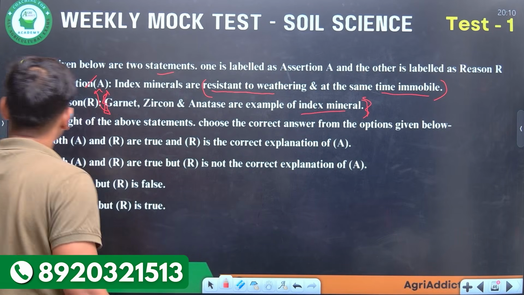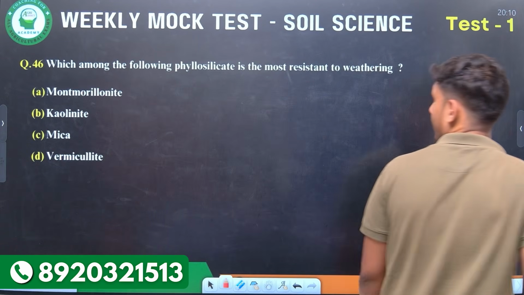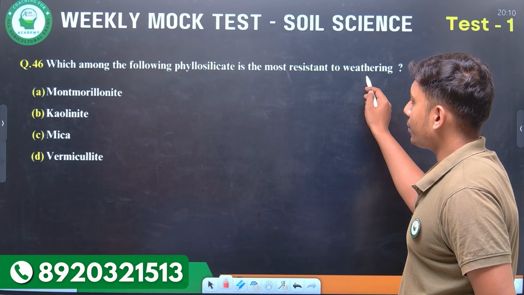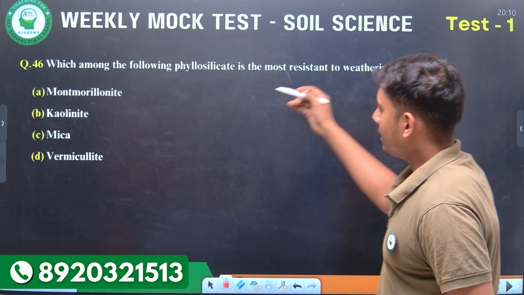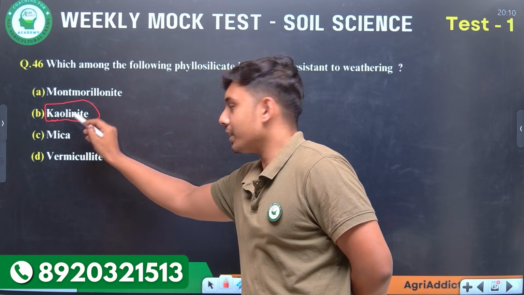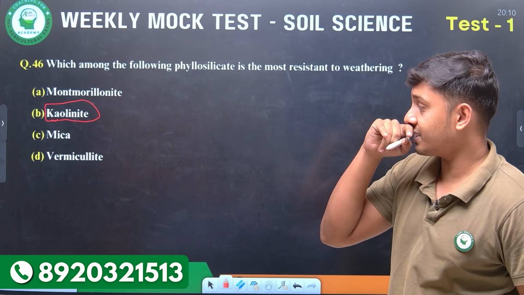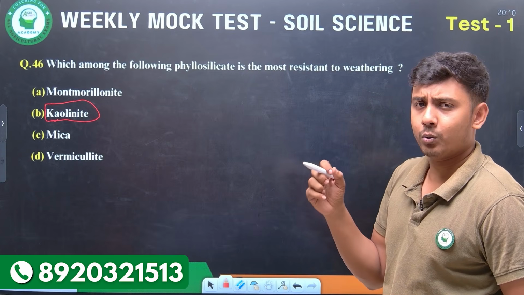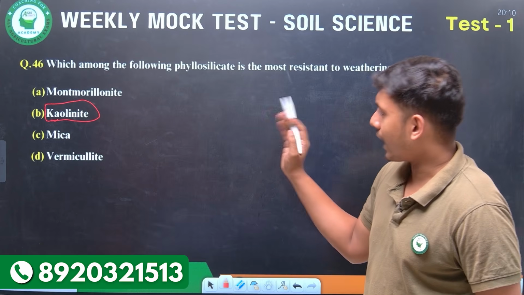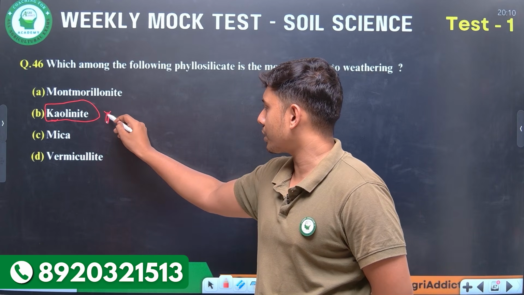Now comes next. Which of the following phyllosilicates is the most resistant to weathering? We all know that kaolinite is a direct question. It is most resistant. It doesn't even allow water to enter inside it. It is very tightly bound. Between the layers there are hydrogen bonds. So this is the most resistant. Okay.